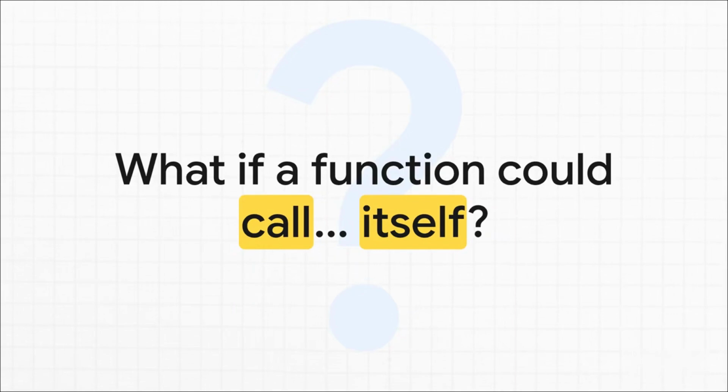All right, let's kick things off with a question that might sound a little strange. What if a function, a block of code that does one specific job, could actually call itself to get that job done? It sounds like a loop or maybe a paradox, but it's really the key to cracking open some seriously tough problems with code that's surprisingly elegant.